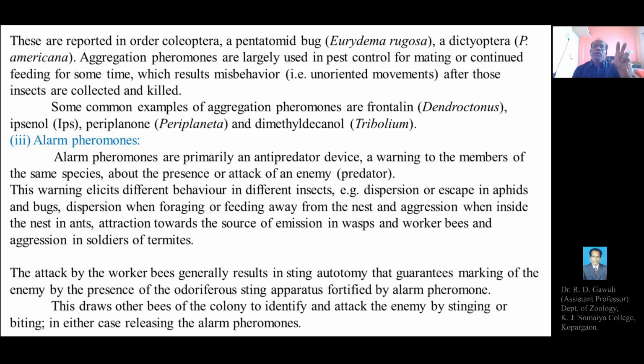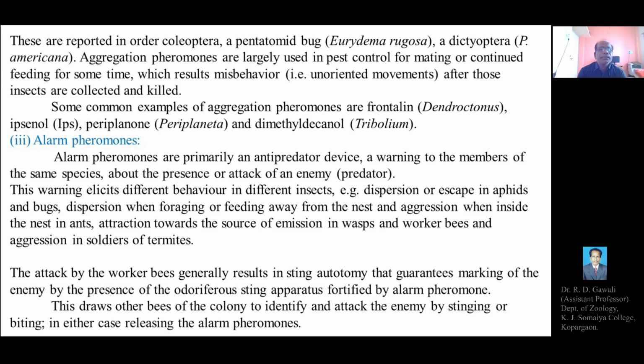So there are different types of alarm pheromones secreted by different species, having varied types of changes shown in their behavior.